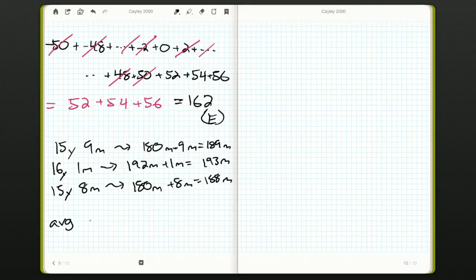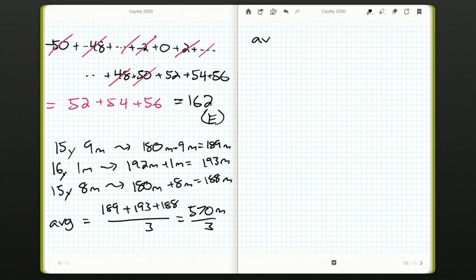So to compute an average, we need to add up each of the terms and divide by 3. Well, what's the sum here? So 193 plus 188 plus 189. So we're going to get 570 months divided by 3. Okay. Well, 570 months divided by 3, well, what's that? That's 190 months. Okay. That's great. So we know that whatever it is, the average age is 190 months.